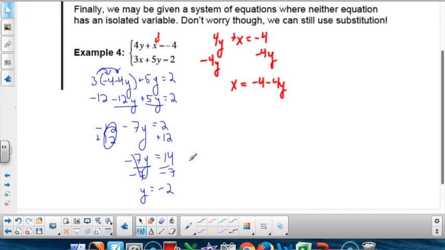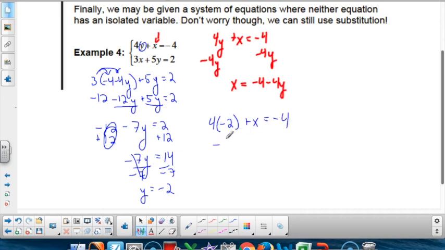Again, I need ordered pairs though. So I'm going to go back into one of my equations. It does not matter which one. You should get the same answer regardless of which equation you choose. I'm going to go back into that first one because it looks easier to me. And in place of the y, I'm going to put negative 2, because now I know that y is equal to negative 2.